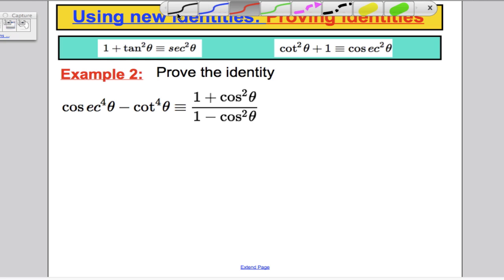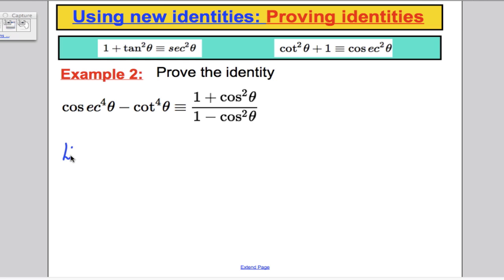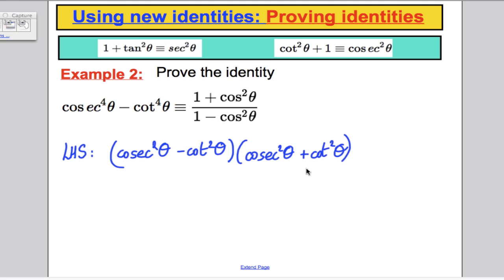Okay, I'm going to start off with the left-hand side. I'm going to note that the left-hand side is the difference of two squares. So it's equal to cosec squared theta minus cot squared theta multiplied by cosec squared theta plus cot squared theta. Okay, so that was just a spot there that we were able to do.